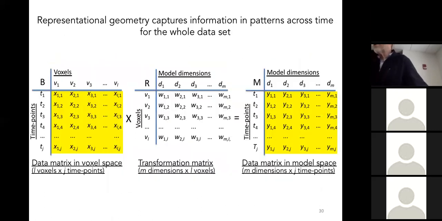Now, another way to analyze the information in the movie is from representational geometry or representational similarity analysis. This really uses all the data at once. We look at the correlation of the pattern of response at one time point with the patterns of response at all other time points. So this is a 1,300 by 1,300 correlation matrix or similarity matrix.